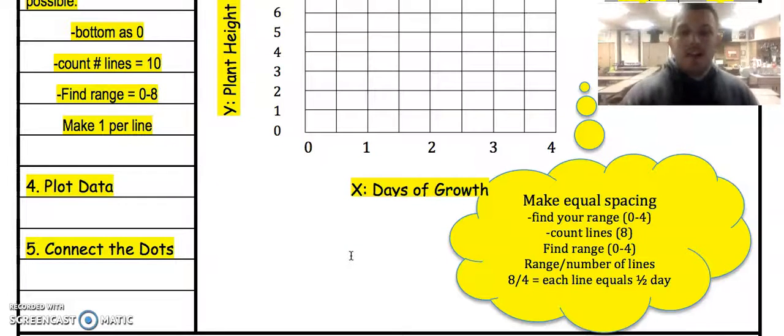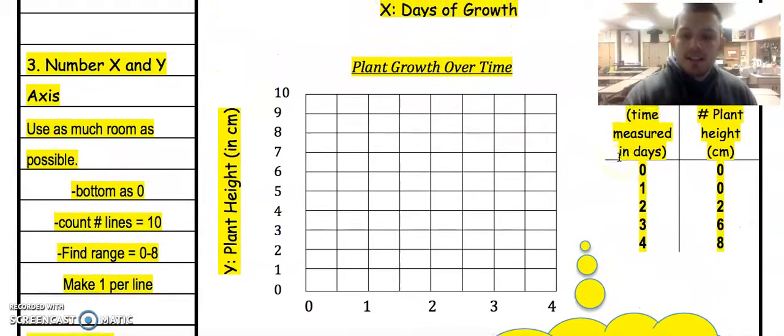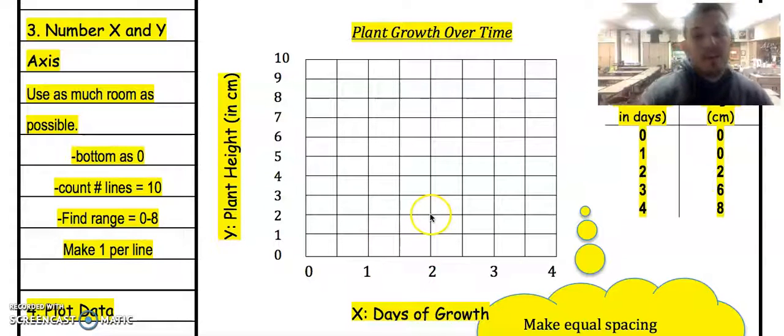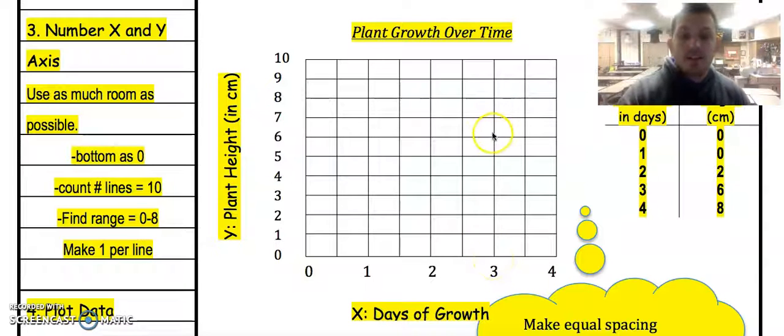How do you do that? Well, you look back at your T-chart and you go, okay, 0 days had 0 height. So at the 0, 0 mark, I'd put a dot. I would go, okay, 1 day had 0 as well. So I'd go to 1 day, put a dot. 2 days had 2. Go to 2 days, 2 centimeters height, put a dot. 3 days had 6. Go to 3 days, go up to 6, put a dot. 4 days had 8, put a dot.